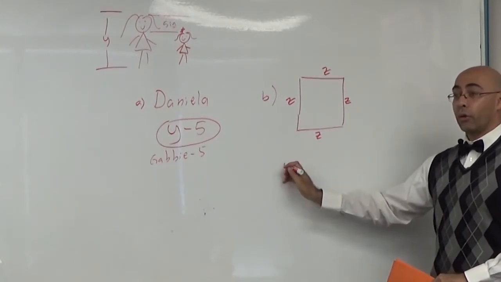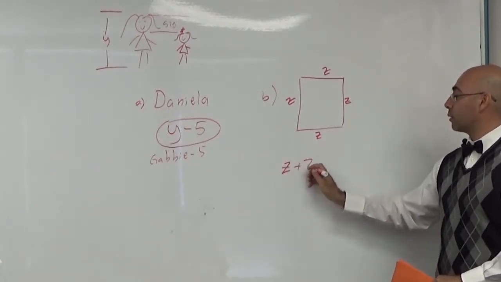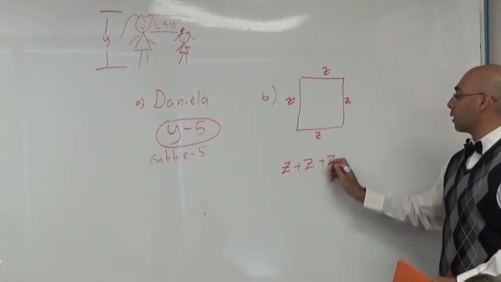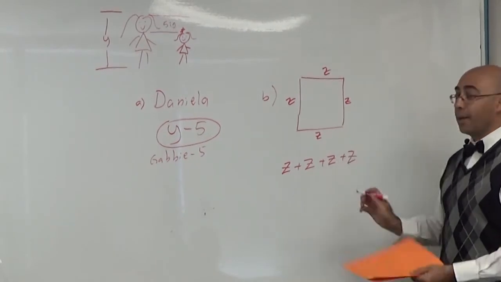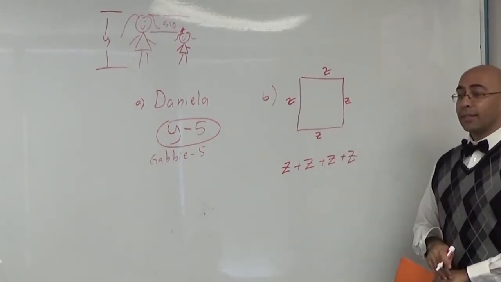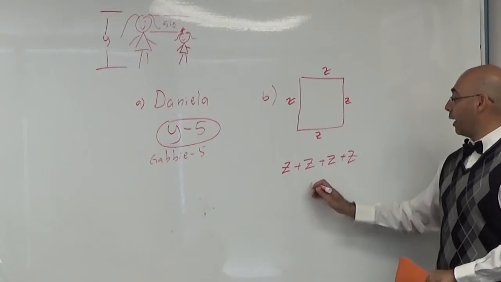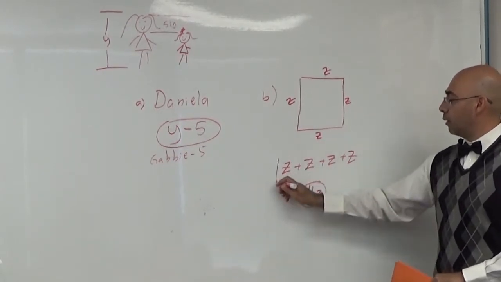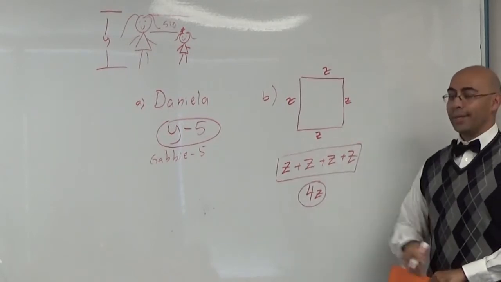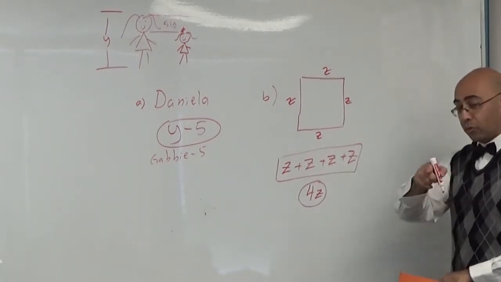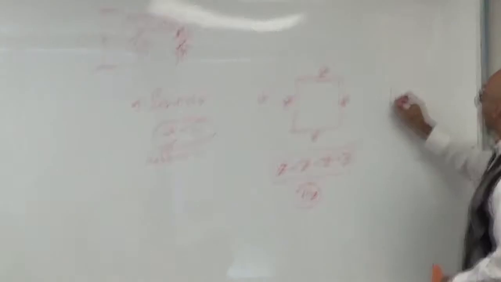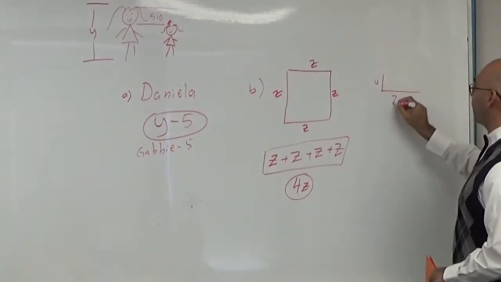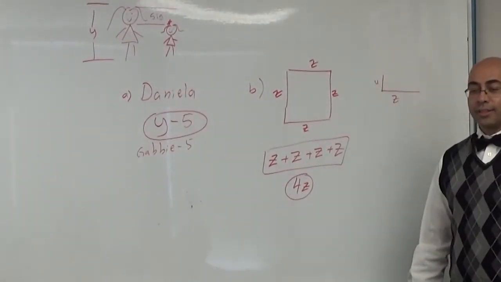So if you want to show your work, z plus z plus z plus z. But how many z's do you see added together? 4. So the answer is just 4z. What if you put 4 plus z? If you put 4 plus z, it is not the same thing. Because this is what 4 plus z is. That's 4, and that's z, and then there's nothing else.